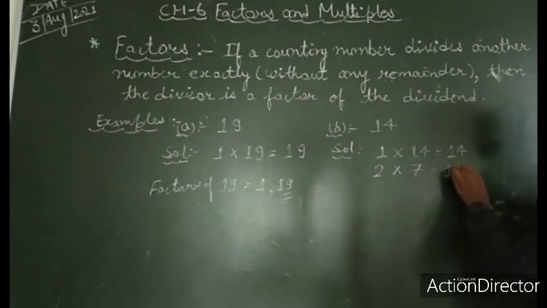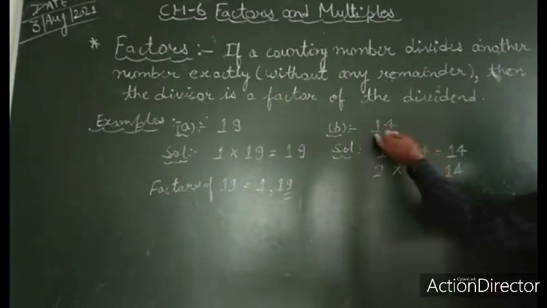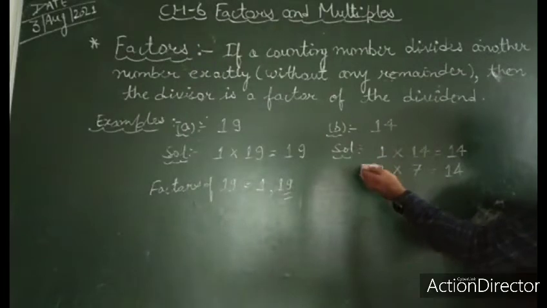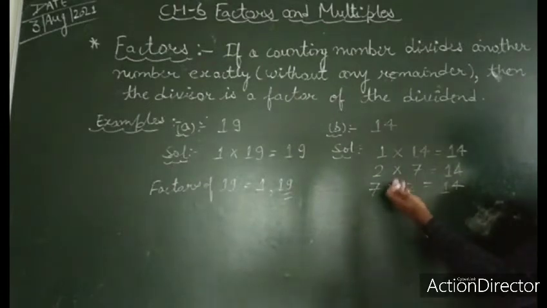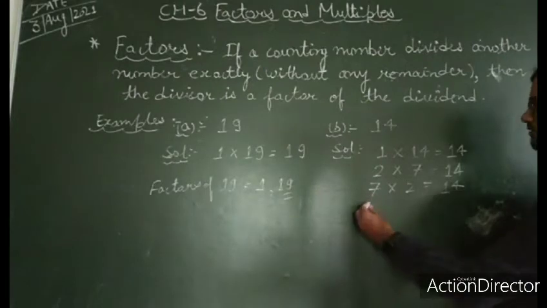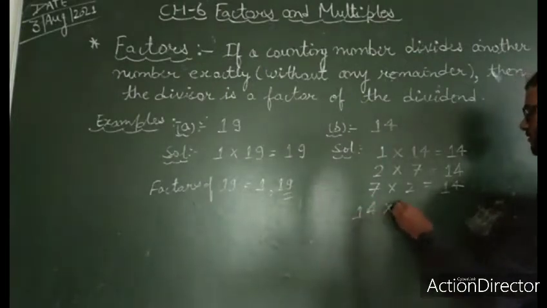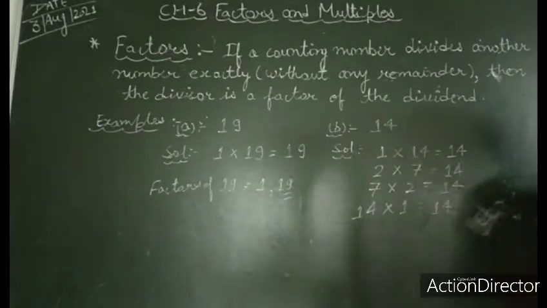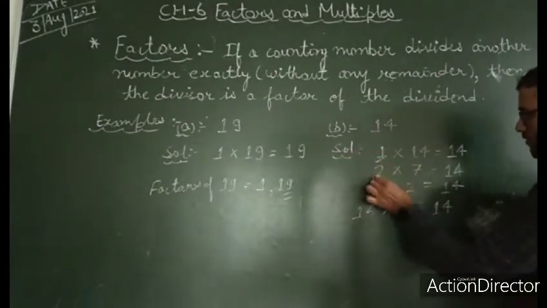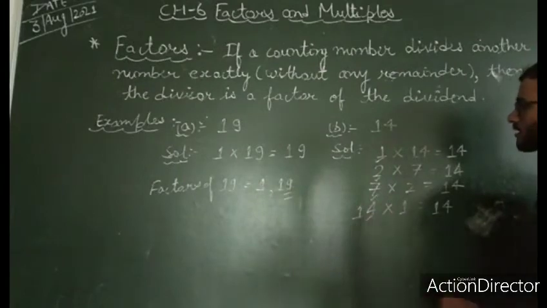In a table of 3, no. 14 is not coming in a table of 3. In a table of 4, no. In a table of 5, no. In a table of 7, yes. So 7 2s are 14. In a table of 8, not in a 9, not in a 10, 11, 12, not a 13. In 14, 14 ones are 14. Right. So here we get these 4 factors of 14 here.